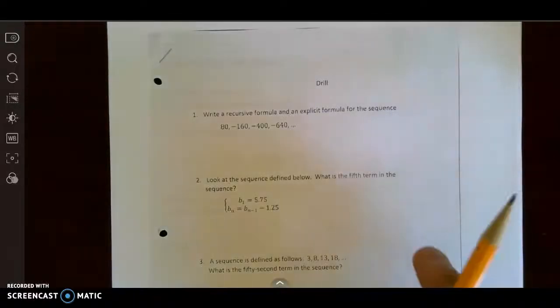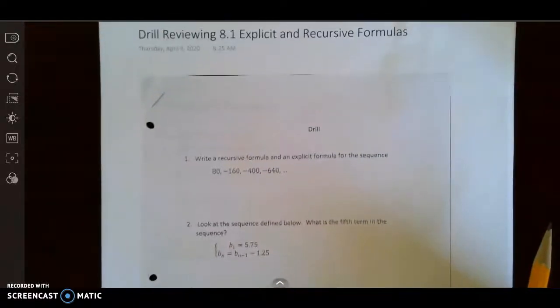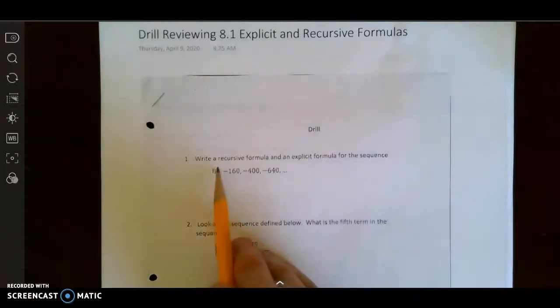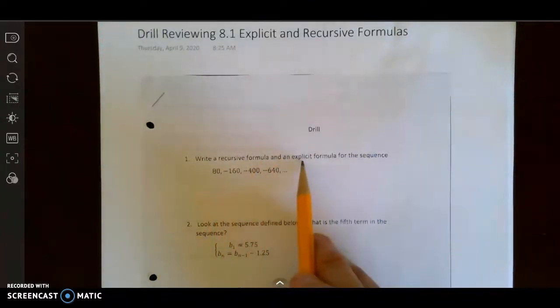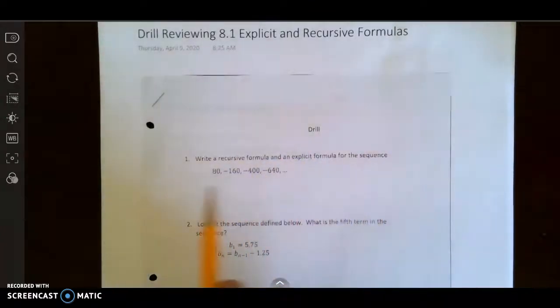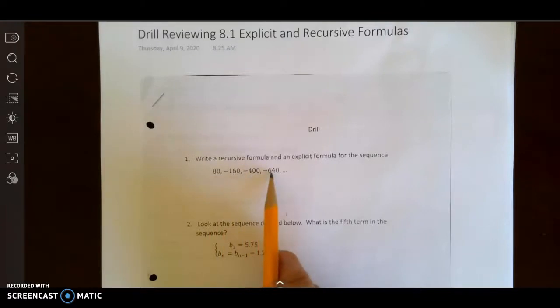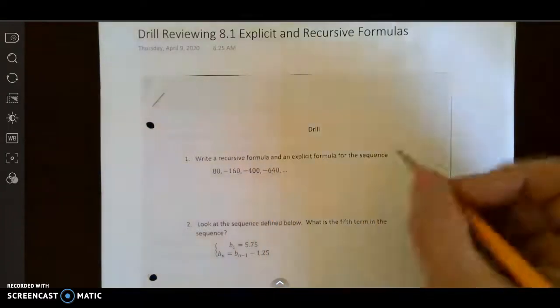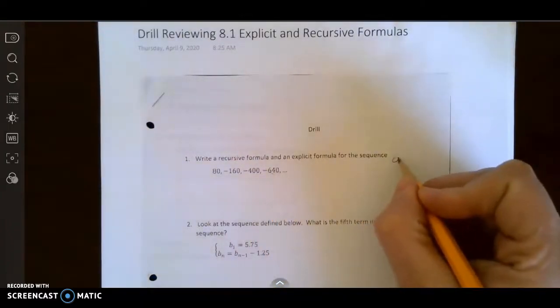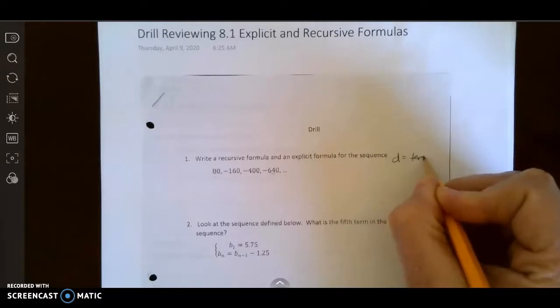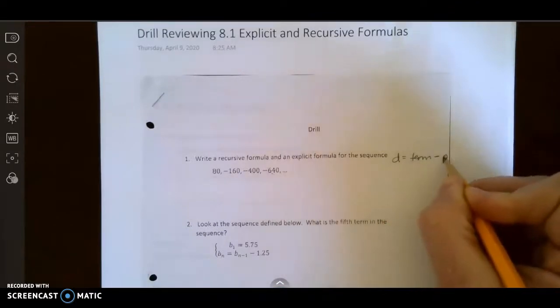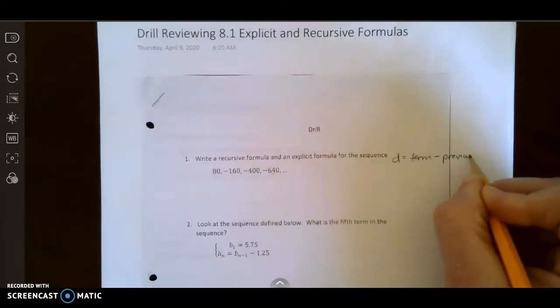So here is our drill reviewing explicit and recursive formulas. Write a recursive formula and an explicit formula for this sequence: 80, negative 160, negative 400, negative 640. So I need to figure out what the constant difference is. To figure out the constant difference, remember you always take term and subtract previous term.